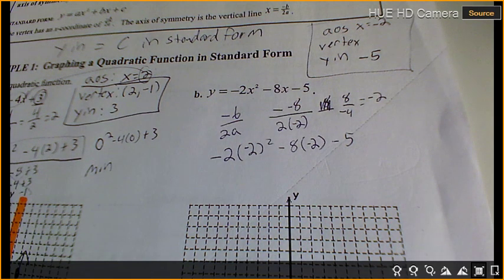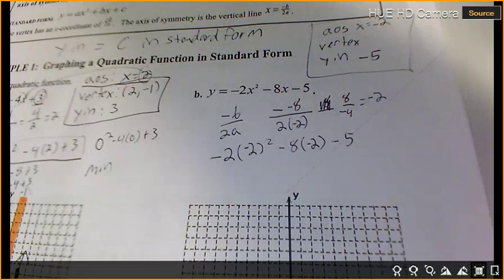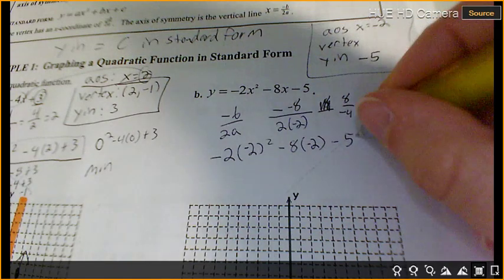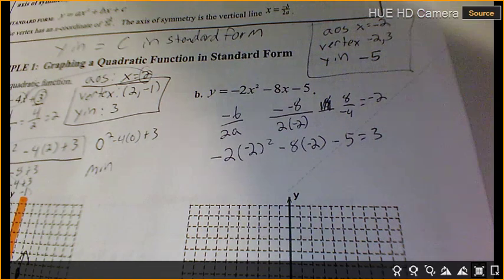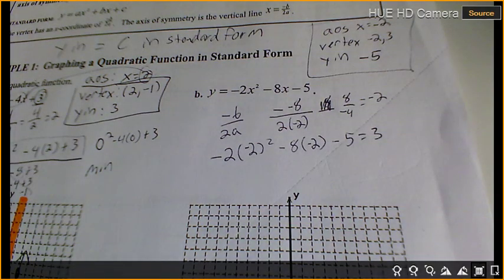Negative 2 in parentheses, negative 2 squared minus 8 times parentheses negative 2, minus 5. Three. So my vertex then is negative 2, 3. Okay, you ready to plot this on a graph? You guys need another second? How did I do that wrong? I got negative 45. That is a problem. You should not get negative 45.